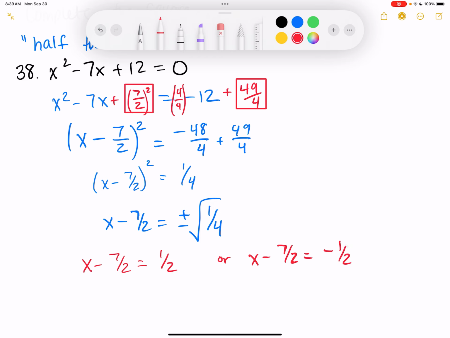So if I add this over, x equals 8 over 2, which is 4. Or over here, if I am adding it, I'm going to get x equals 6 over 2, which is going to be 3. So x equals 4 or x equals 3.